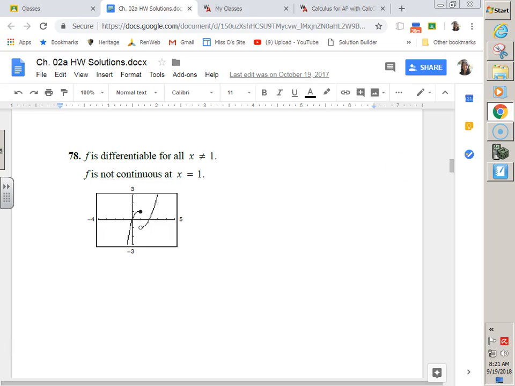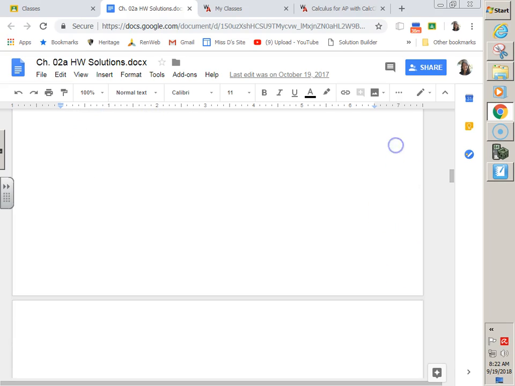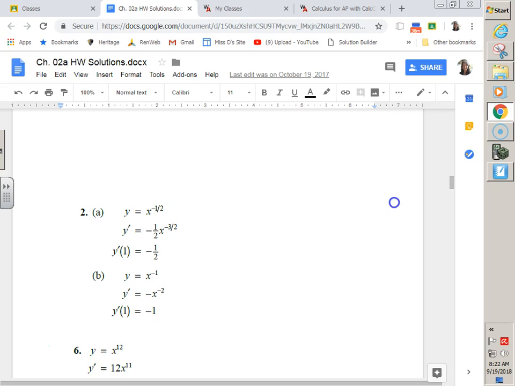Number 78. Where is that one differentiable? Everywhere but its discontinuity. And where is its discontinuity? 1. Everywhere but its discontinuity.